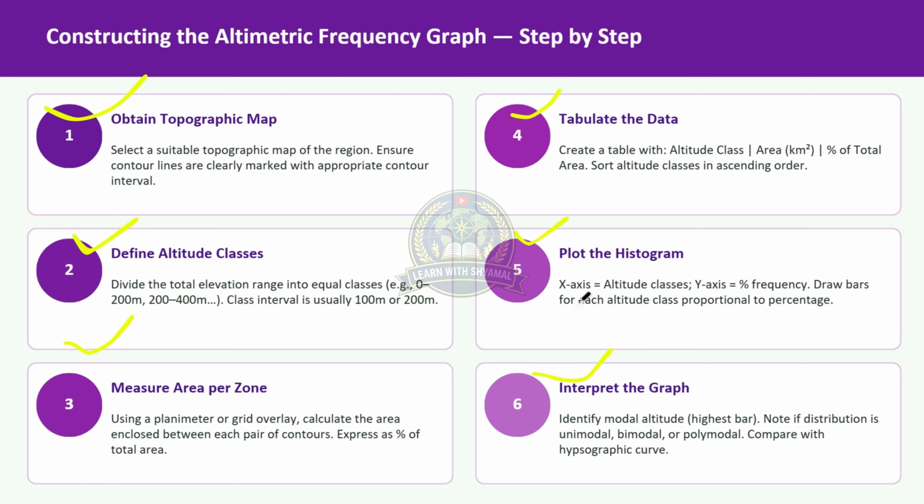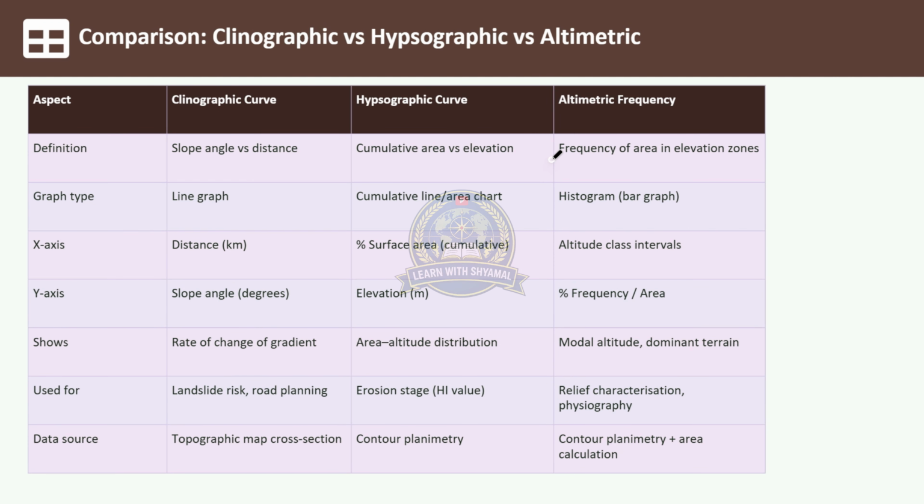Interpret the graph. Identify the modal altitude, the highest bar. Note if the distribution is unimodal, bimodal, or polymodal. Compare with the hypsographic curve. Comparison: clinographic versus hypsographic versus altimetric. Aspect: clinographic curve, hypsographic curve, and altimetric curve. Definition: slope angle versus distance, cumulative area versus elevation, frequency of area in elevation zones.